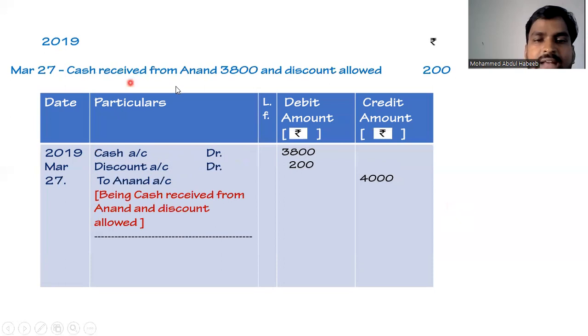Cash received from Anand 3,800 and discount allowed 200 rupees. So here the date will be taken as 2019 March 27. Cash received from Anand means we are receiving cash. The business is receiving cash, so cash is coming into the business. Cash will be debited as cash account debit.